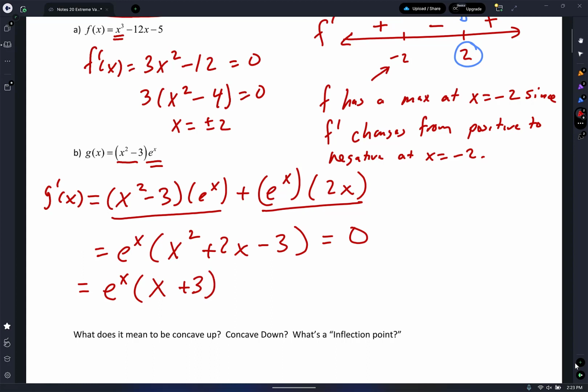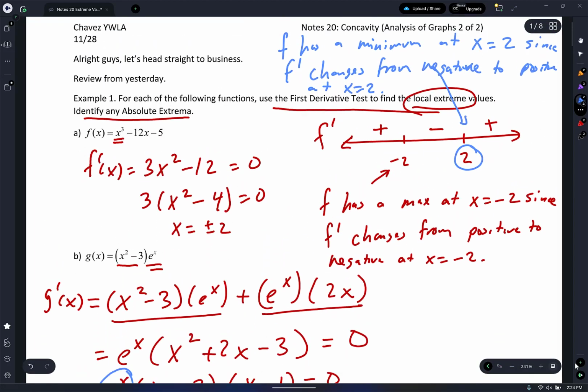Yeah, x minus 1. Positive 3 times negative 1 is negative 3, and positive 3 minus 1 is 2. Cool or not cool? E to the x will never be 0, guys. Never be 0. A quick recap of how e to the x looks.